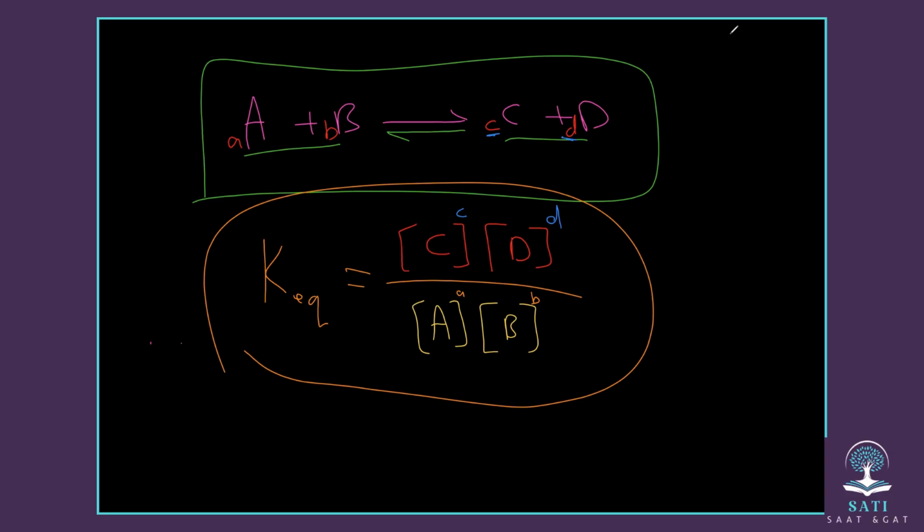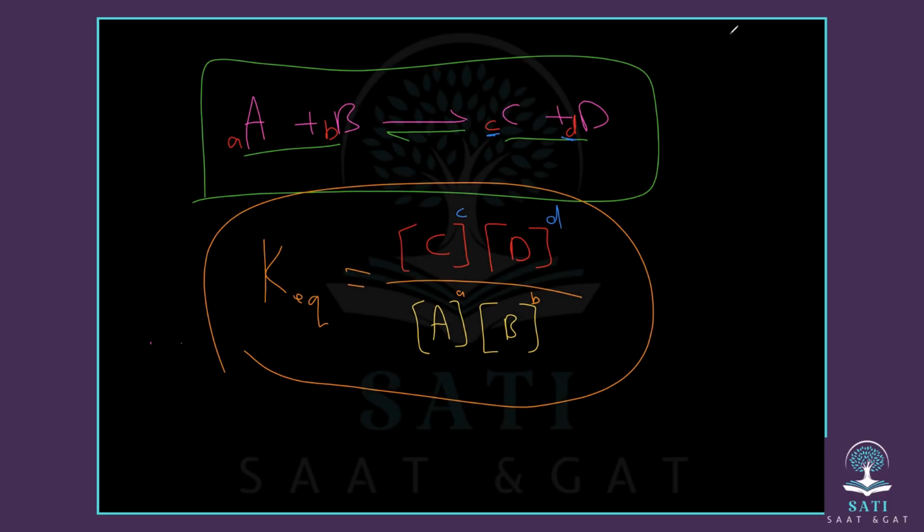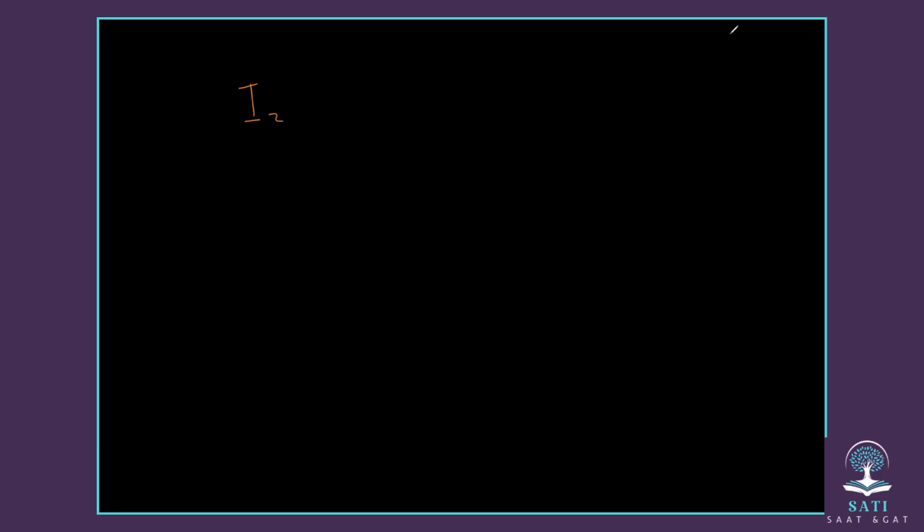We understand now how to write the constant of equilibrium, and if we have the concentrations of the reactants and of the products, we can find the value of the constant of equilibrium. Let's take an example. If we have this reaction, which is I2 plus H2, reversible reaction, it gives HI. How can we write the equilibrium constant in this case?